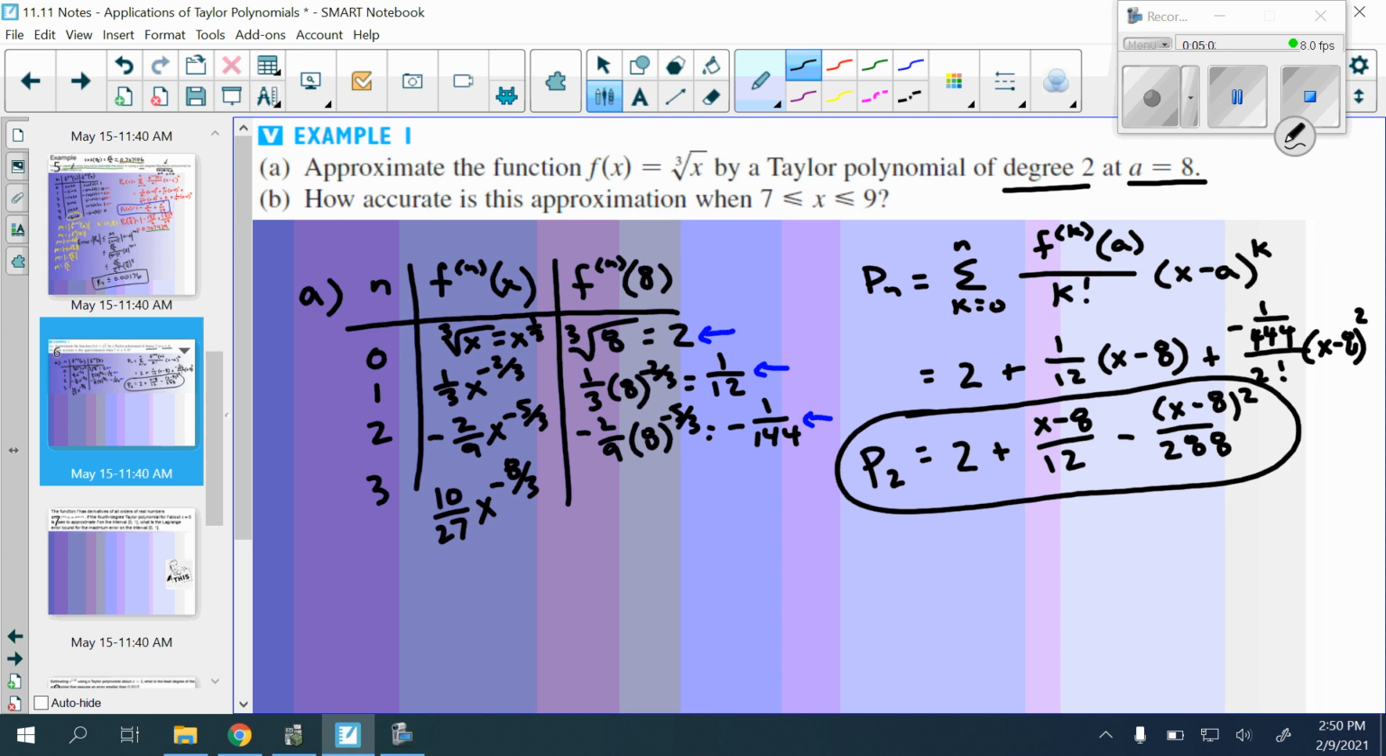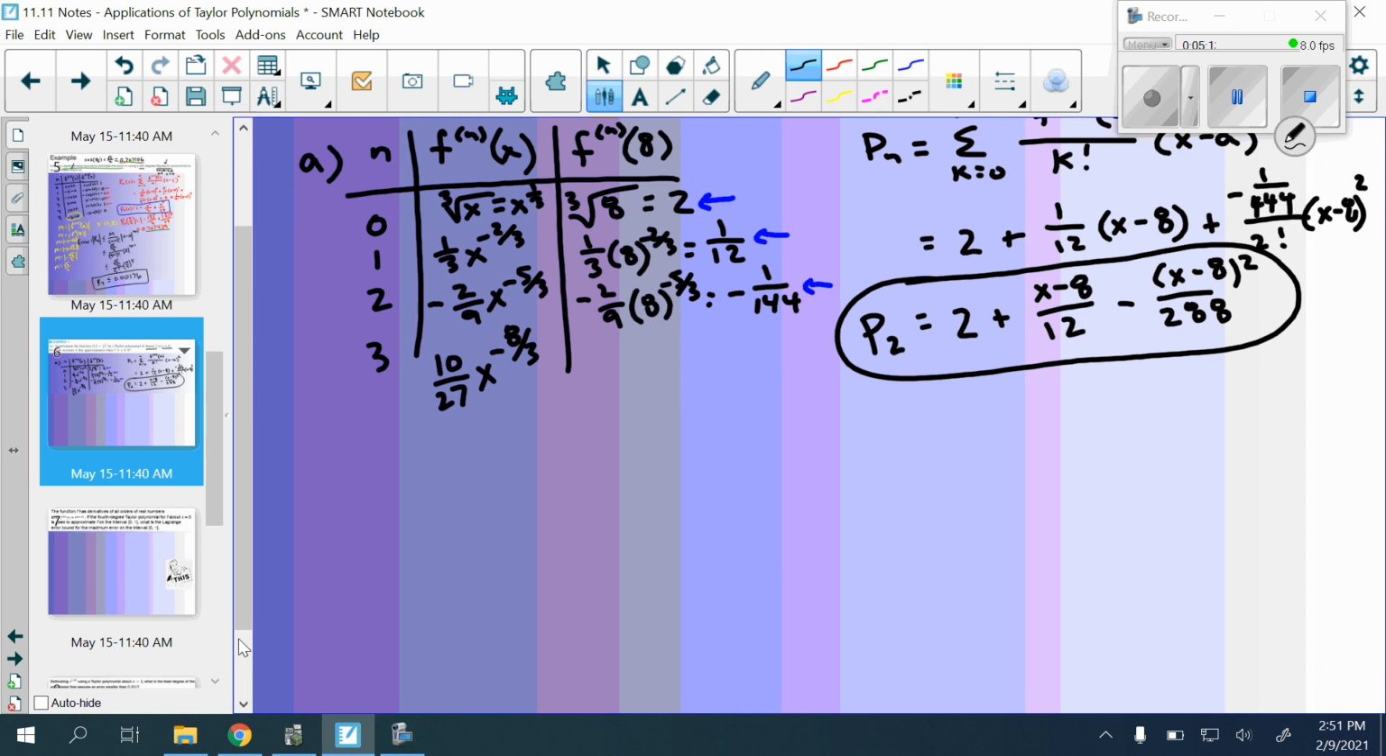Part B now, they want us to find how accurate is this approximation. So they want us to do the error, the Lagrange error for this one. So part B now, our Lagrange error that we talked about, our R2 here, it should be less than or equal to our M value over k plus 1 factorial, and then this would be x minus our a value to the k plus 1 power.